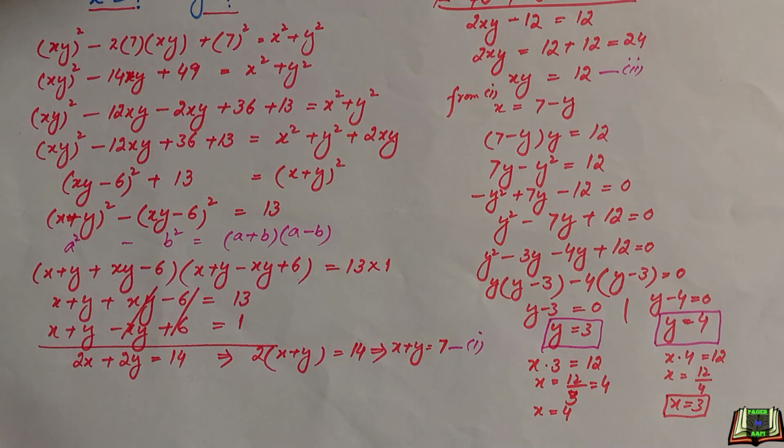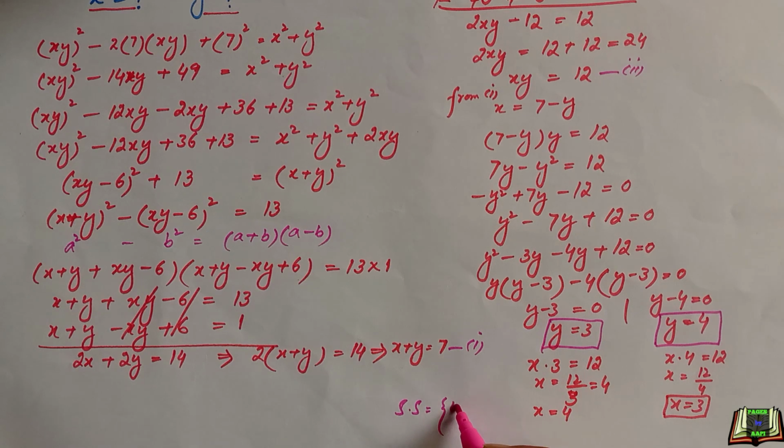It means that we got two values of x and two values of y. So the solution set will be: if x is equal to 4, y is equal to 3. And if x is equal to 3, y is equal to 4. These are the two values of x and y.